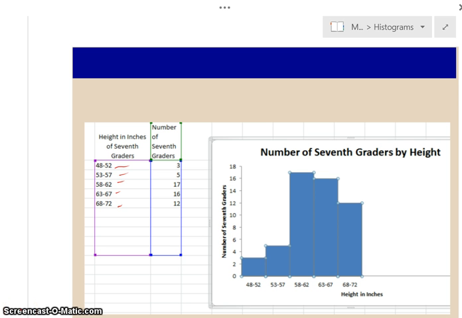So when this data was collected, there were 3 people that had a height between 48 and 52 inches, and 5 people that were between 53 and 57 inches. Notice that the frequency, which is the number of 7th graders, is how we label the vertical axis. That's known as the y-axis or the dependent axis. So let's write that down. This is the dependent.